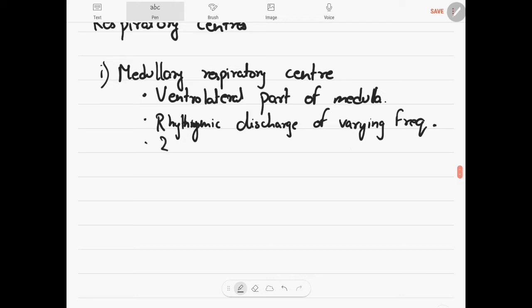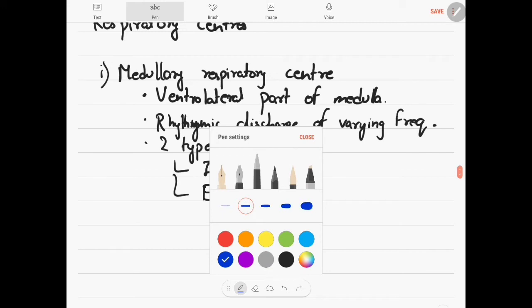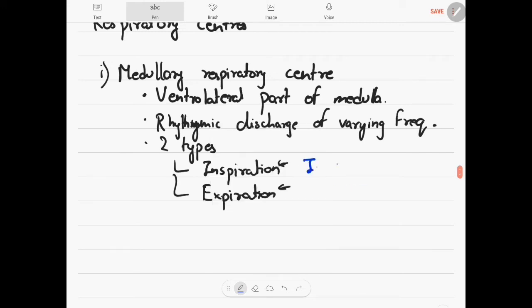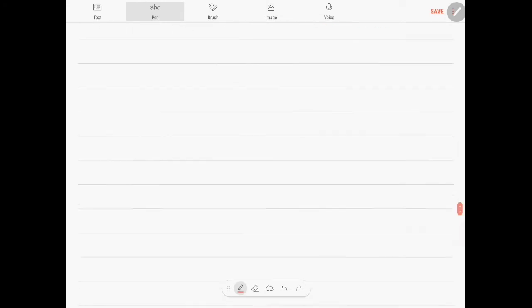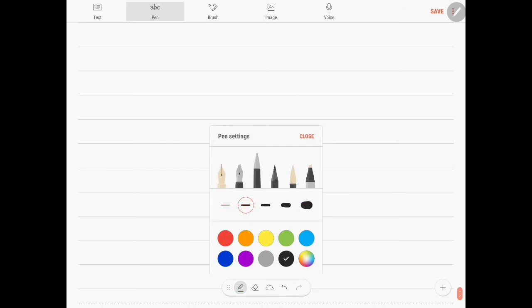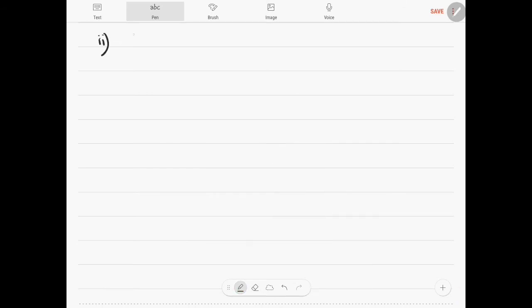It has two types of neurons, again two types. One involved in inspiration and others involved in expiration. So these will discharge only during inspiration, while these during expiration. So now let's say these are I neurons, while these are E neurons. Okay, now go back.